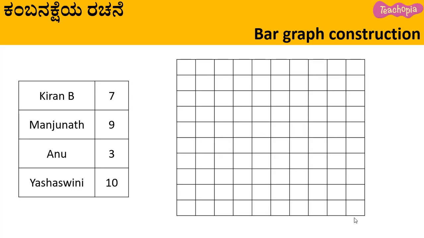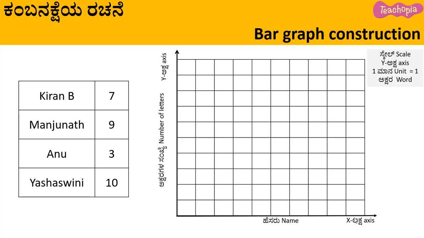Take the square sheet as shown in the figure. Next, draw the x-axis and y-axis. In the x-axis, we will represent the names of the family members, and in the y-axis, we will denote the number of letters in the names. Let us take the scale in the y-axis as 1 unit equal to 1 letter. If you look at the names of the family members, Yashaswini has the highest number of letters in her name. Hence, we will divide our y-axis into 10 units.